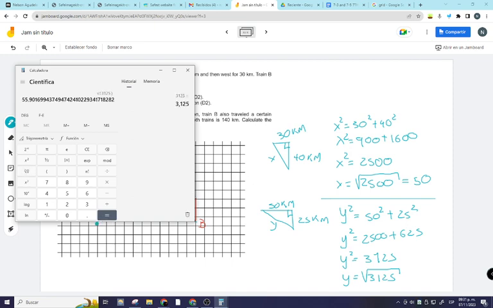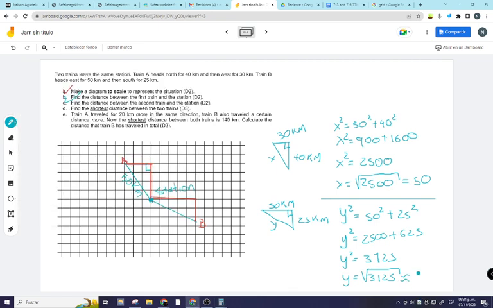Approximately 55.9 kilometers. Okay, so 55.9 kilometers. Okay, we already made C. Now, find the shortest distance between the two trains.